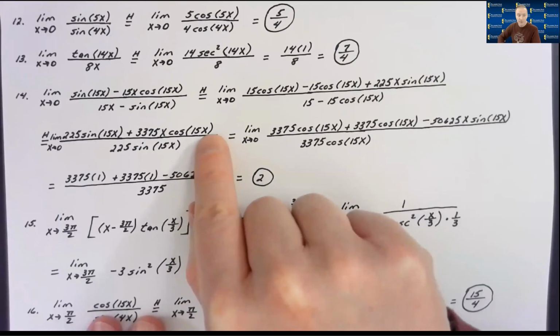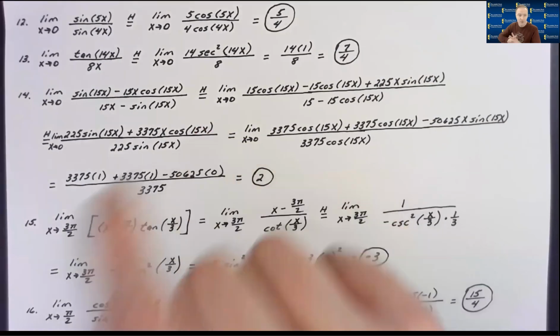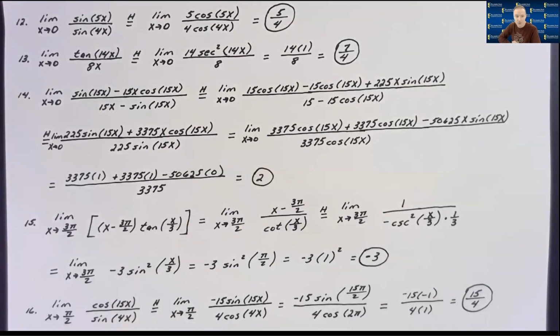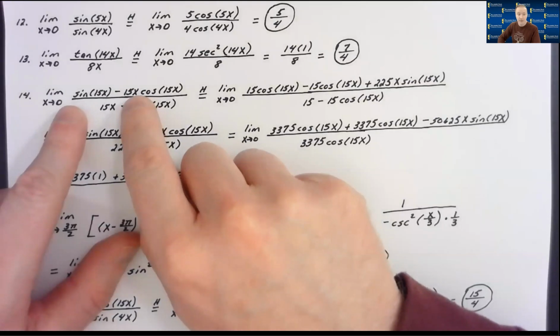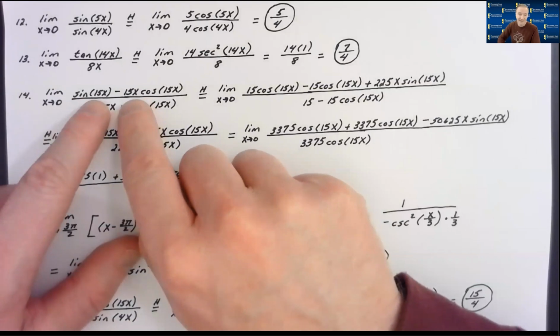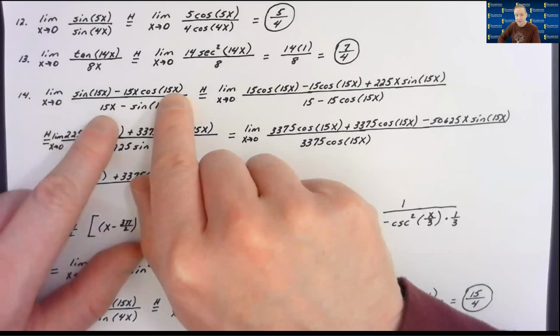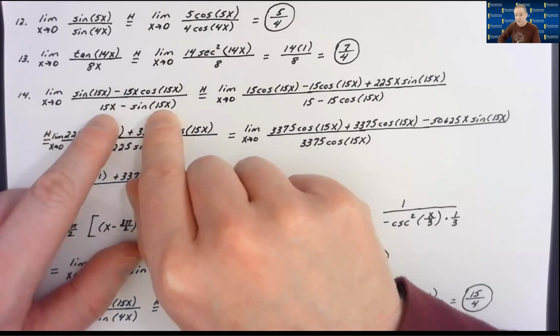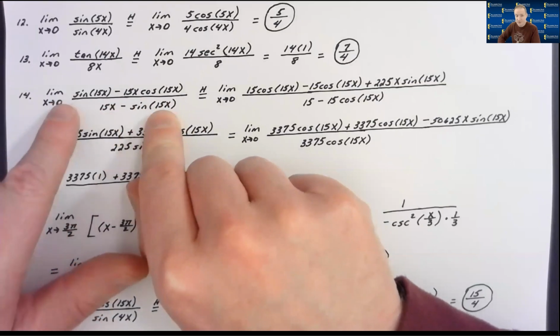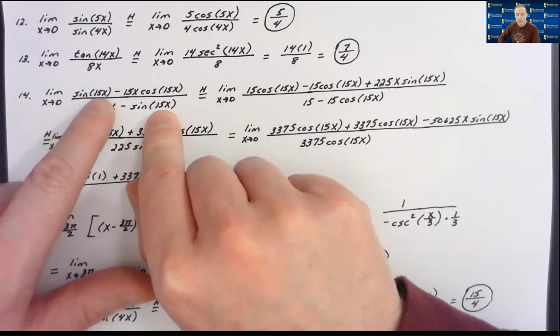What about number 14? You'll see it took me quite a bit more work to show it. That's because it had a lot of chain rule in my problem. So taking a look at it with me, we have the limit as x approaches 0 of the sine of 15x minus 15x cosine of 15x all over 15x minus the sine of 15x. So first of all, I thought about, well, could I just plug the 0 in? No, because your numerator sine of 0 is 0.